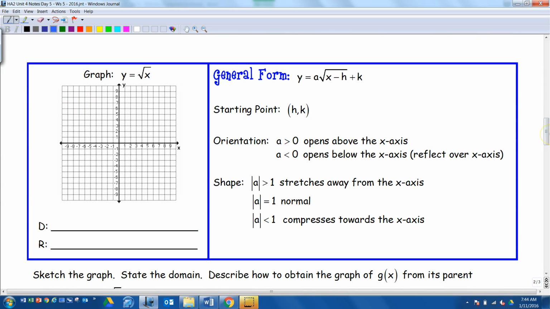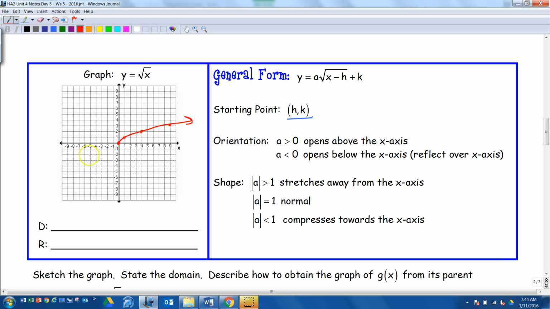Alright, square roots are a little different because there are restrictions. The starting point for the square root is at (h, k). Instead of a vertex, it's actually where it starts. So the graph of y equals square root of x has the point (0, 0). When x is 1, y is 1. When x is 4, y is 2. And when x is 9, y is 3.